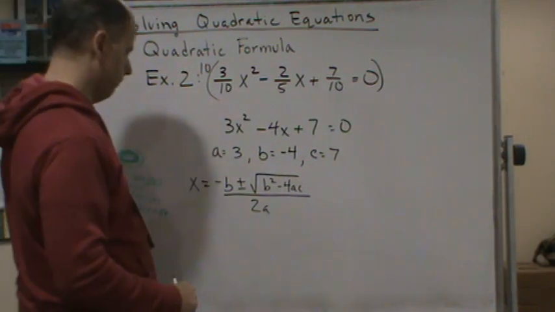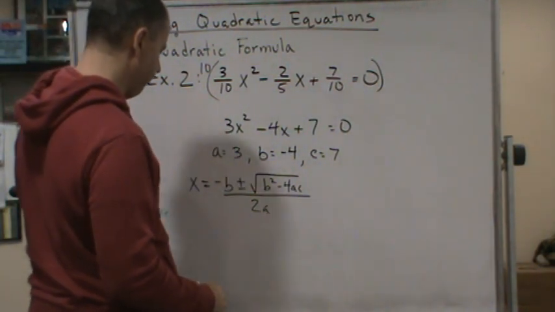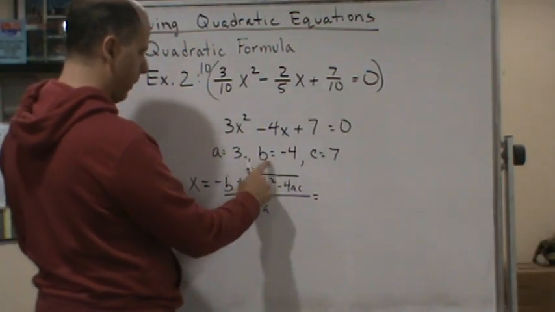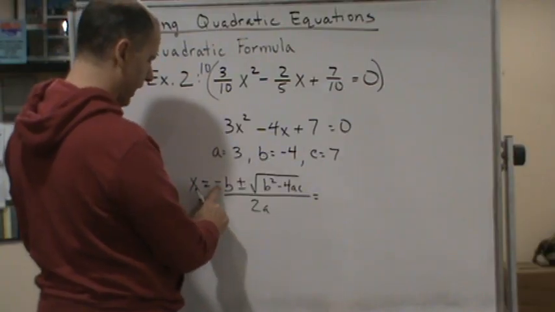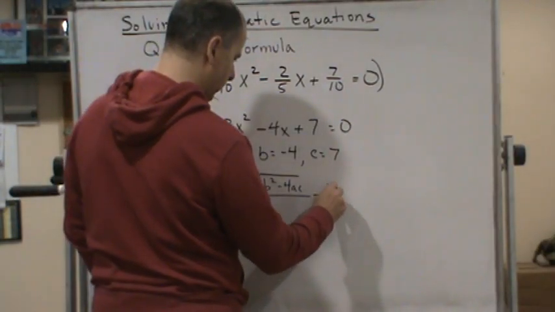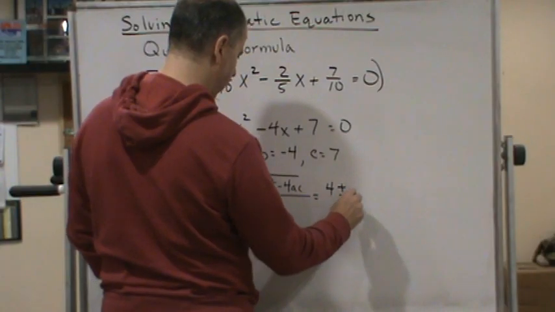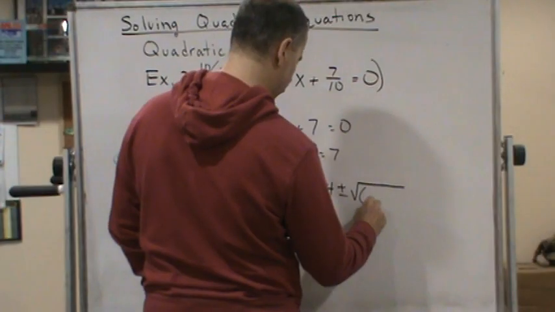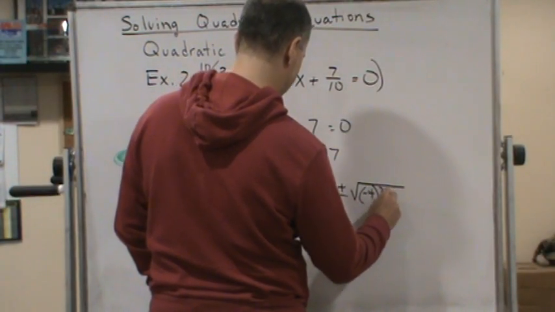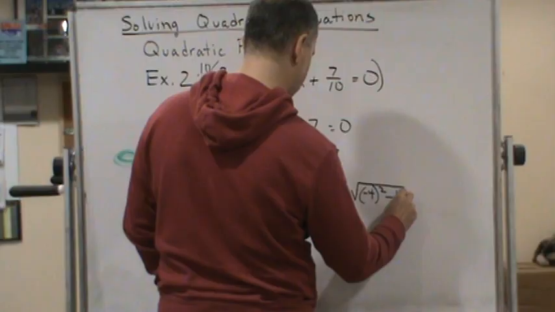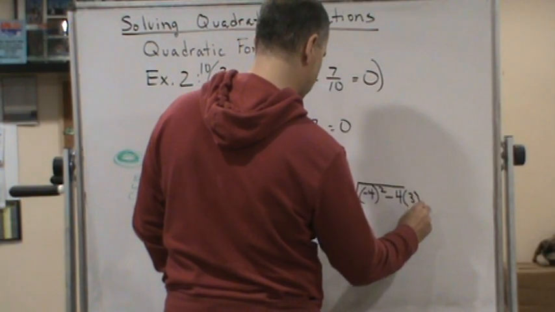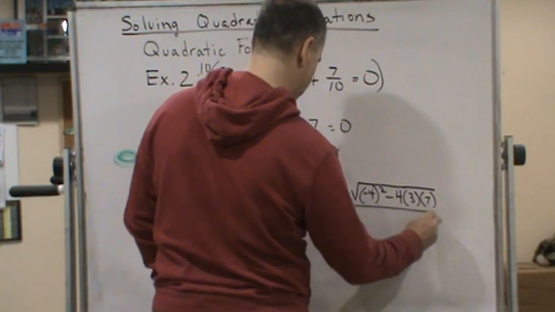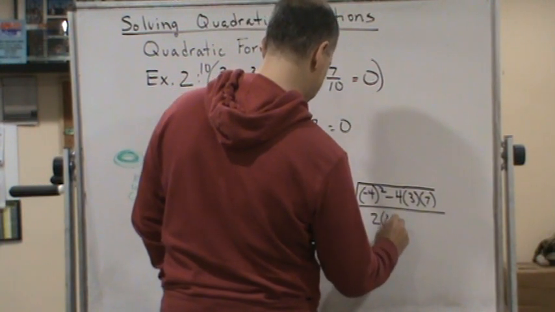Okay. Now, all we're going to do is plug in our values. So -b, now remember b is -4, so this is a negative of a -4, which is going to give us +4. So it's 4 plus or minus the square root of b squared, which is going to be -4 squared, minus 4 times a, which is 3, times c, which is 7, all over 2 times 3.